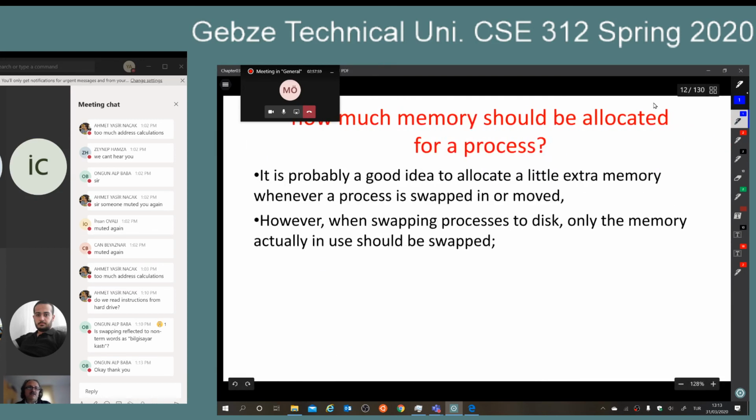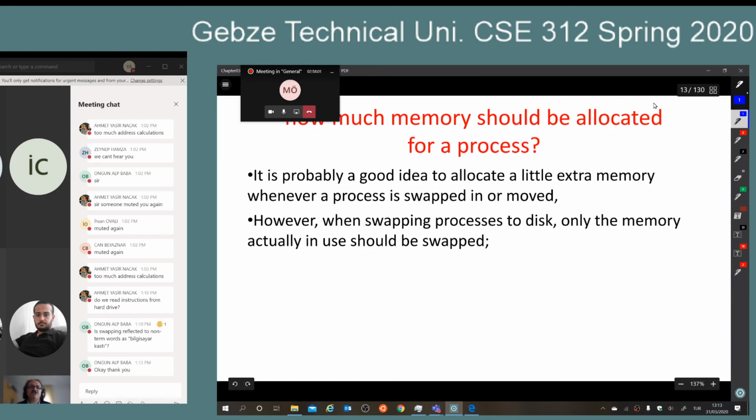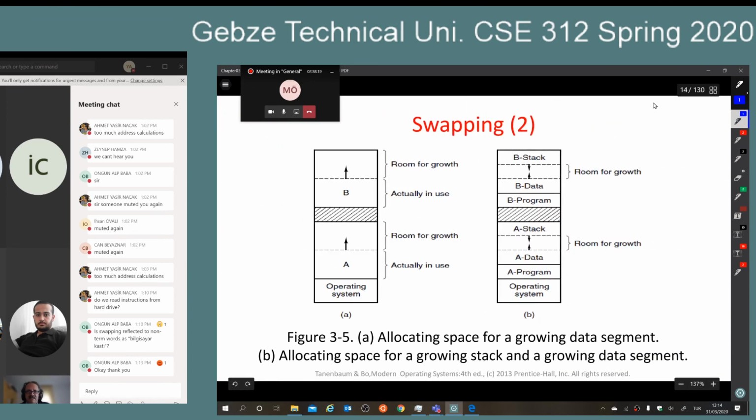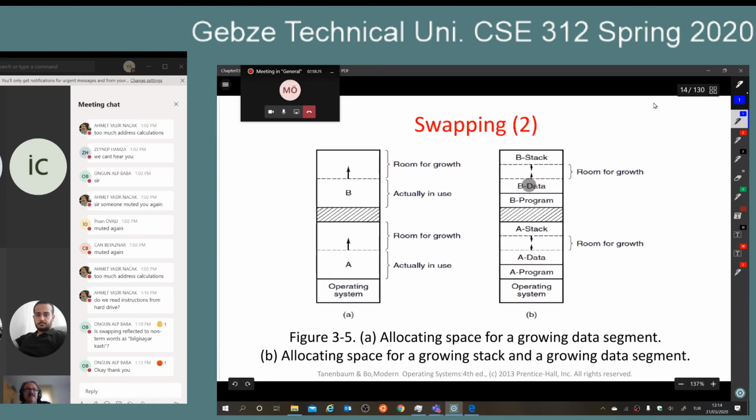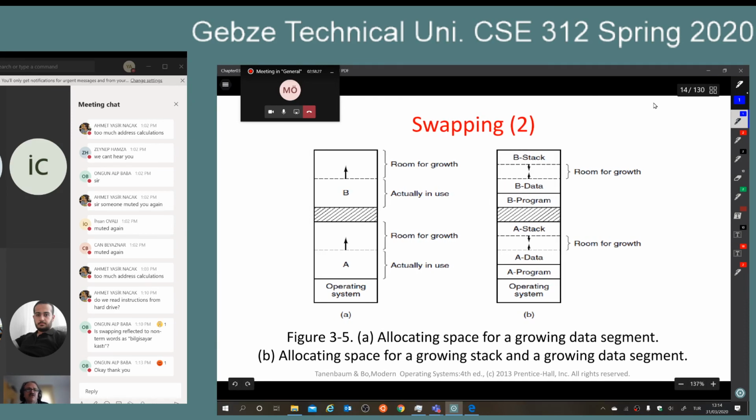Okay, so let's move on. So how much memory should be allocated for a process? Of course, I need to load all the instructions. I need to load some data. Also, I need some space for data expansion, like the growing stacks and the heap size. So I need to allocate a little bit more space, like this one. For this program, I have my program, my data, my stack space, and room for growth.